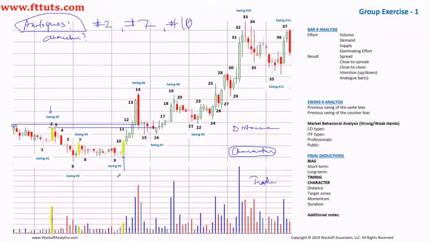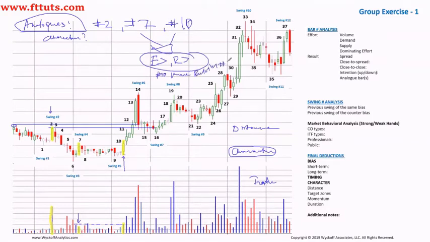It looks like there's more effort on 10, and it looks like we have a little bit greater result. Yeah, absolutely. So bullish. Bullish, absolutely. So basically what we're saying is that bar number 10 is more bullish than bar number 7.